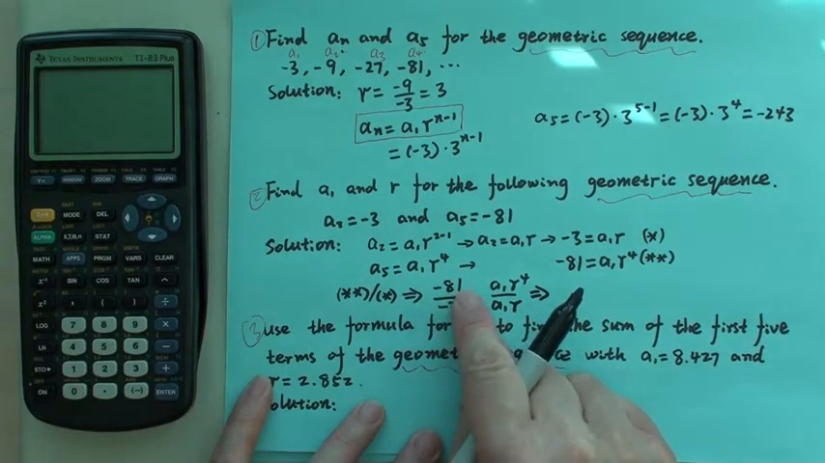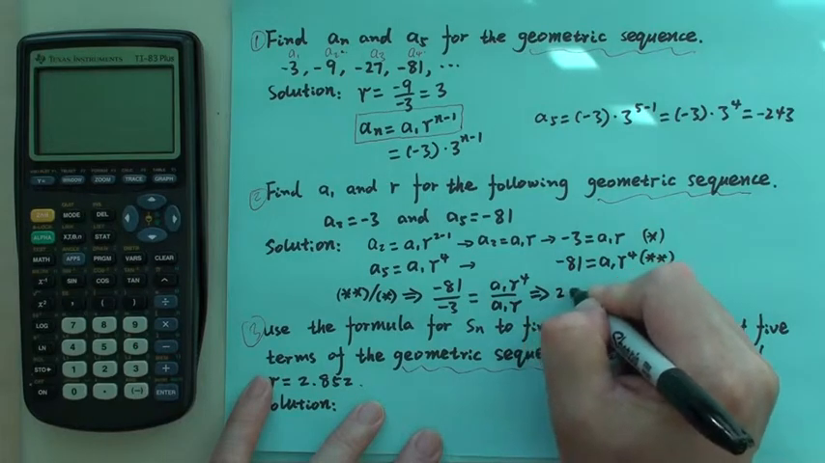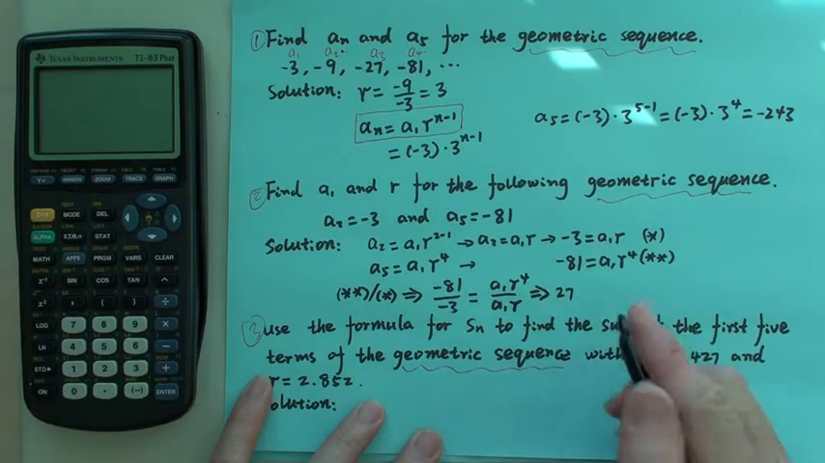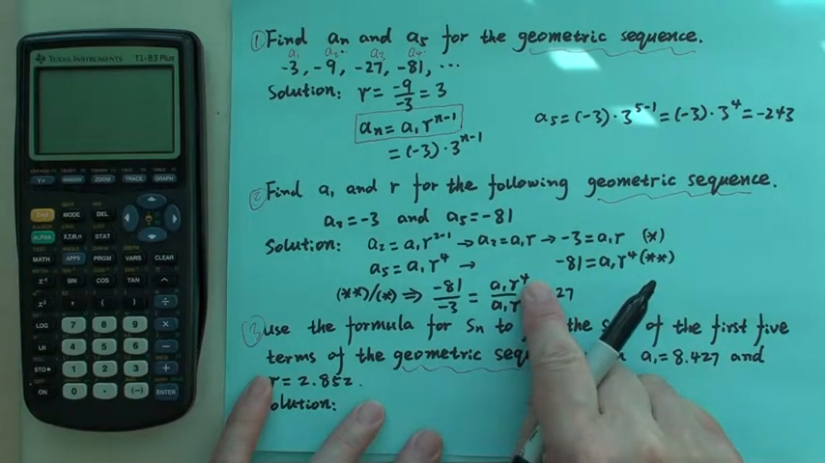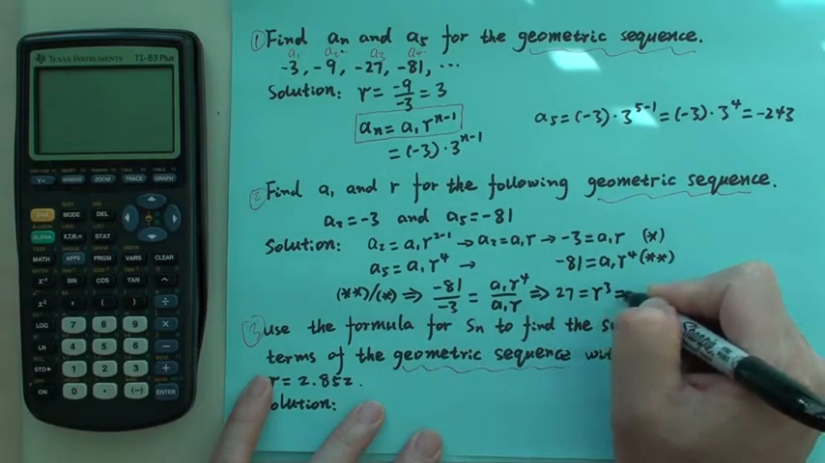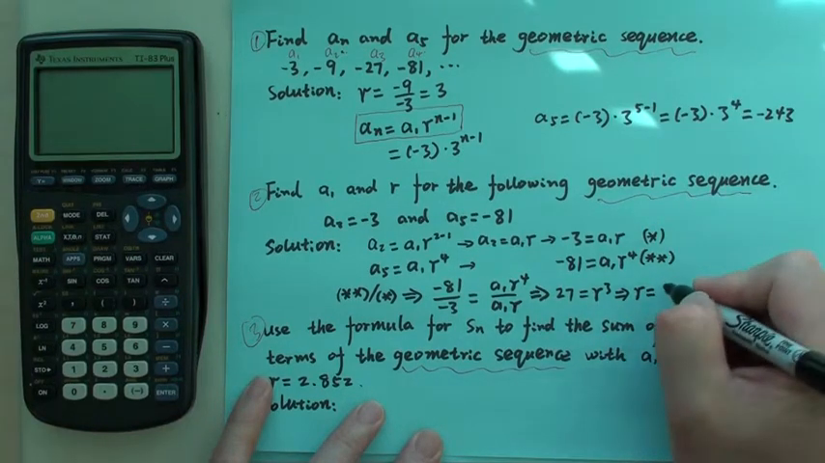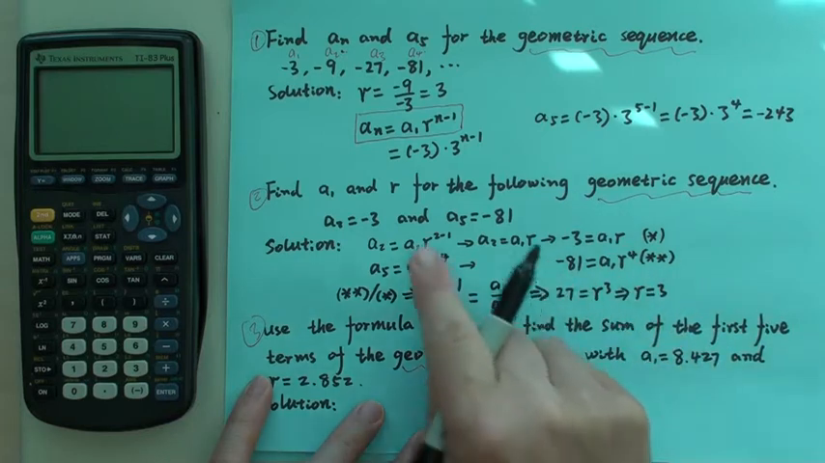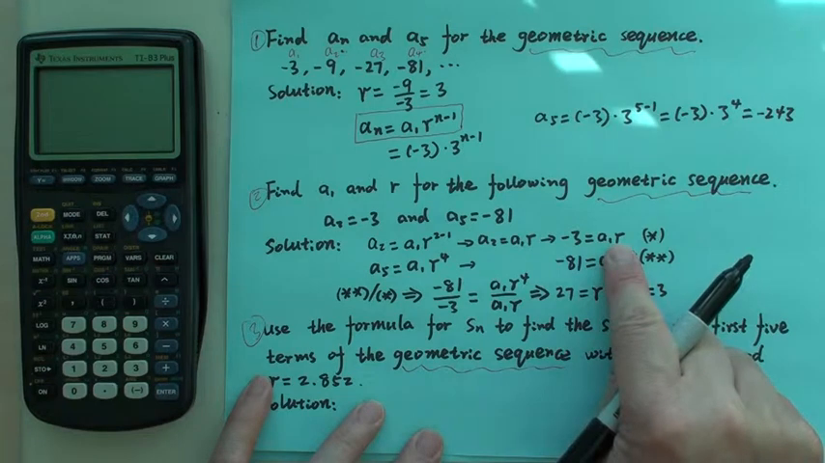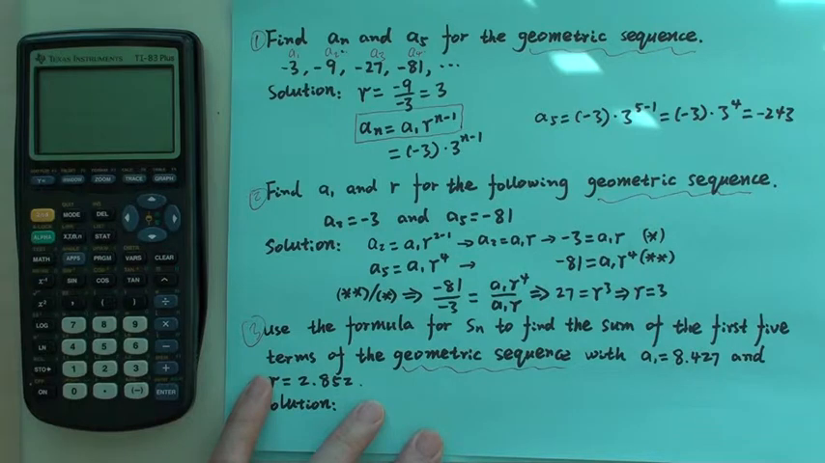Left hand side is negative 81 divided by negative 3. We get 27. And here a 1 cancels. r to the fourth over r, so you have r cubed. And then there is no problem for us to get r is 3. So you find your r already. If you have r, then what do you get? You plug in back here.